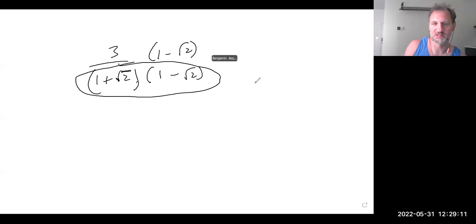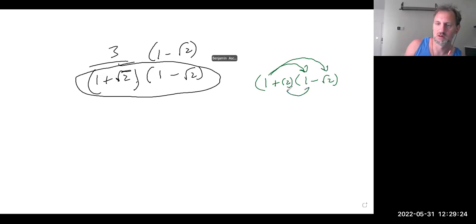Again, to compartmentalize this, I'm going to put parentheses on that now. This is 1 plus the square root of 2 times 1 minus the square root of 2. I'm going to go over here with a different color. And this takes me back to binomial multiplication. So I distribute this, the square root of 2.